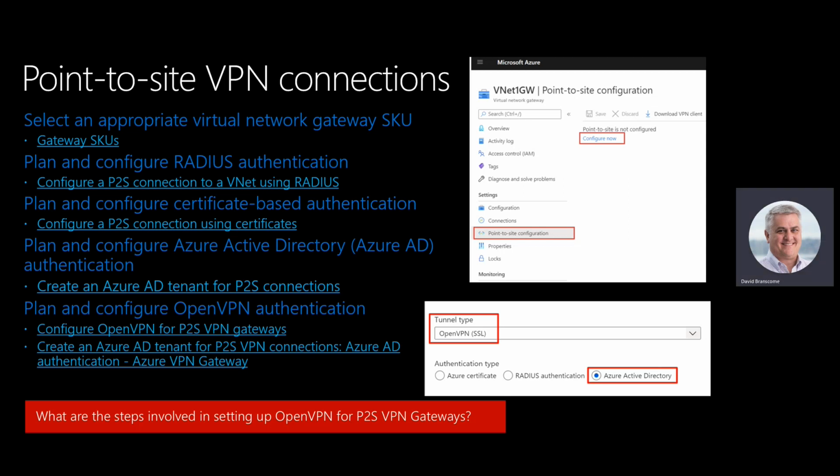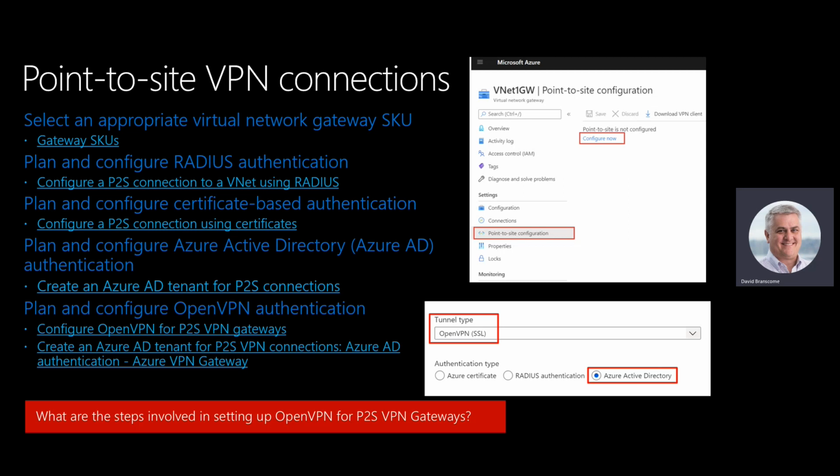The second method of authenticating a user is using native Azure Active Directory authentication. Azure AD authentication allows users to connect to Azure using their Azure Active Directory credentials. It's very important to remember that native Azure AD authentication is only supported for OpenVPN protocol and Windows 10, and it requires the use of the Azure VPN client.